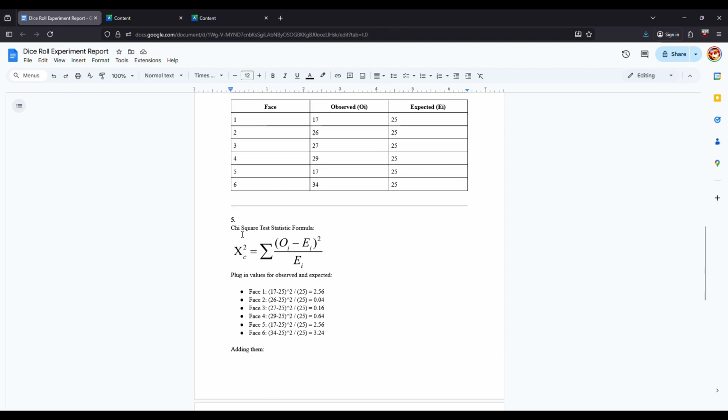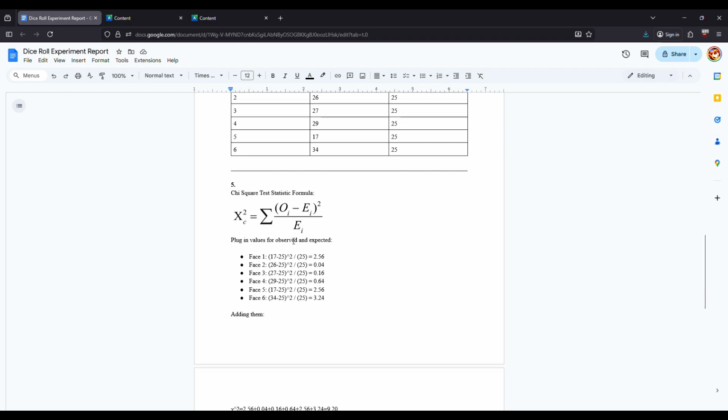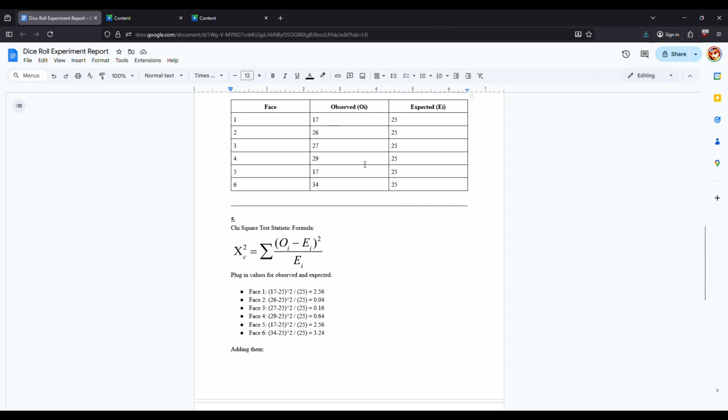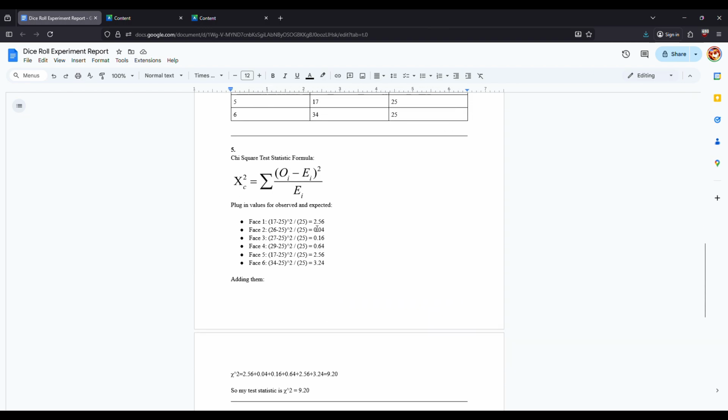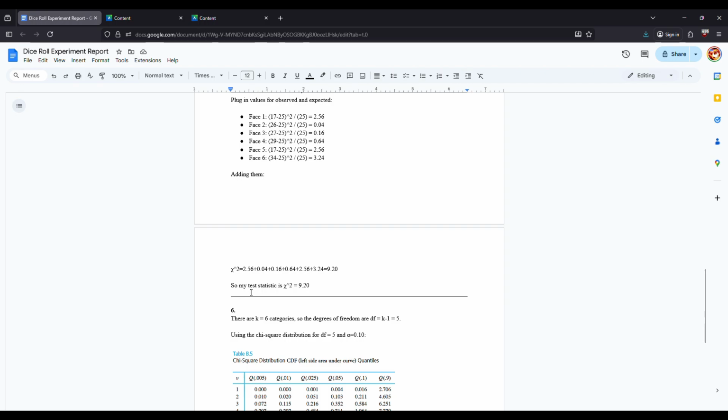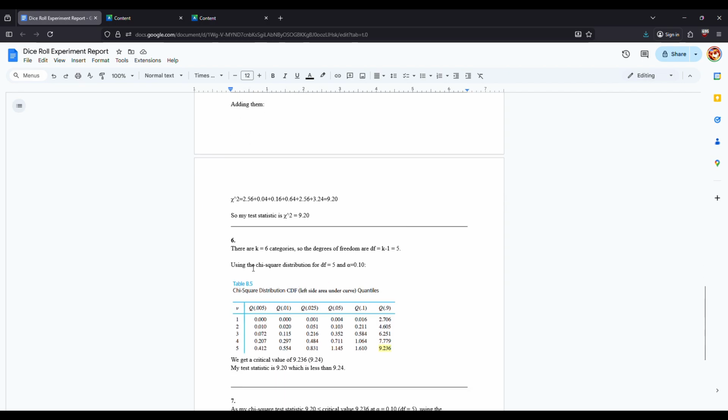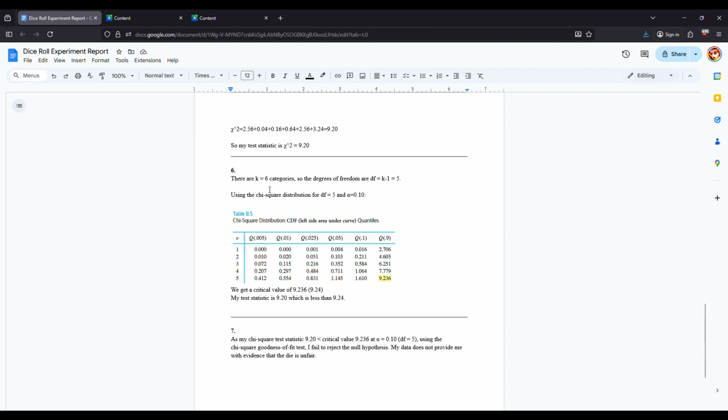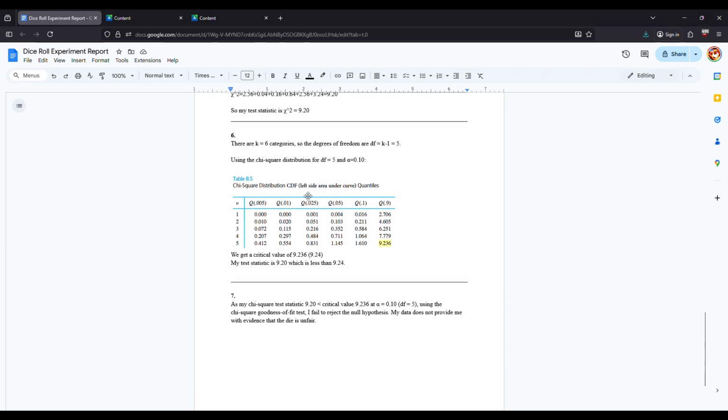So now we move on to the chi-square test statistic formula and plugging in the values. This is the formula right here. You just plug in the observed value minus the expected value for each row. For face 1 we got this, face 2 we got this, and so on. Then we add them to get our test statistic of 9.20. Then we calculate the degrees of freedom, which is 6 minus 1 equals 5 because there are 6 categories.